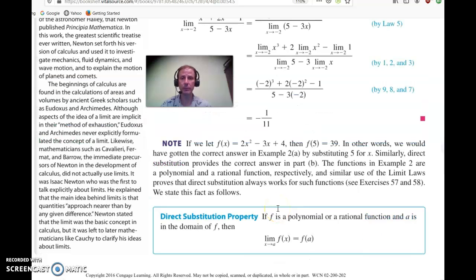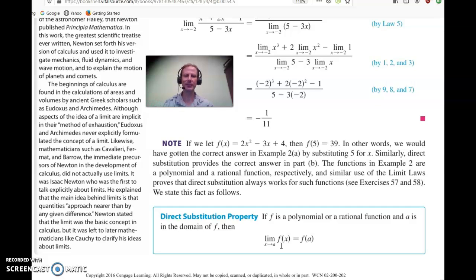Now, what's the point of all these limit laws? The point is that most limits are going to turn out to be kind of pointless. Because by the direct substitution property, if f is a polynomial or rational function and a is in the domain of f, then the limit as x goes to a of f of x is just f of a. In other words, you literally just plug in the value you're taking the limit at into the function. So why on earth did people invent this whole new concept of limit if it's literally the same as just plugging into a function?